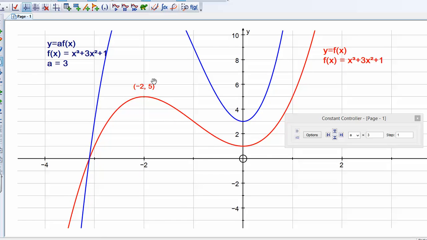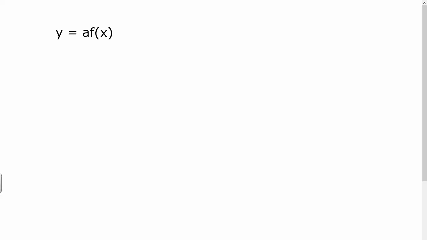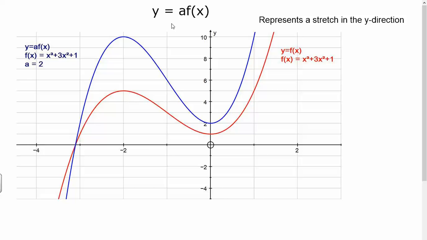So let's summarize that. y equals a f of x represents a stretch in the y direction, scale factor a, and what that means is we multiply the y coordinate by the number a.